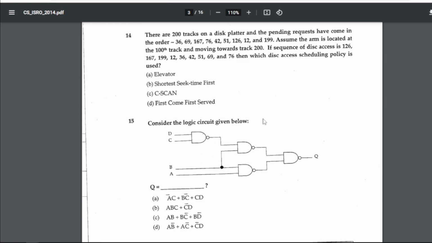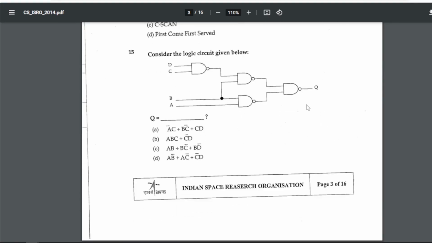Question number 15: consider the logic circuit given below, right? Now what is the value of Q? So here if you solve this you will get the answer as C, that is AB, BC bar and BD bar. How? Look here, from here you will get D bar C bar, okay, and from here you will get D bar C bar and B bar. So you will get (CD)complement, B of whole complement, right? And from here you will get AB complement. So in the end, once you solve that, you will get the answer as C, that is AB plus BC bar plus BD bar.